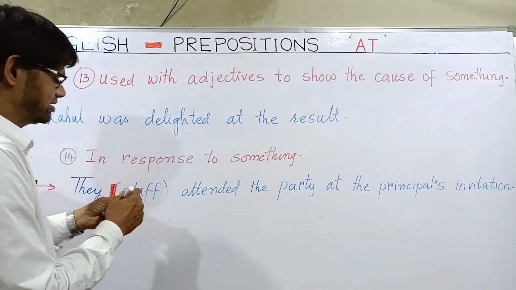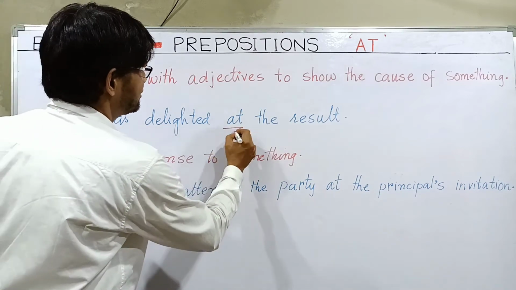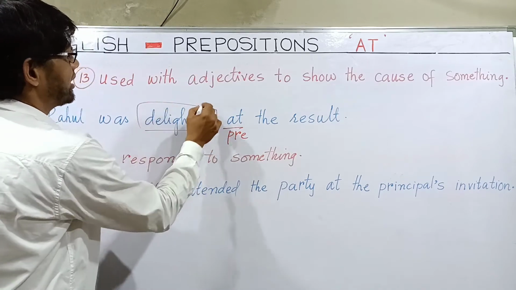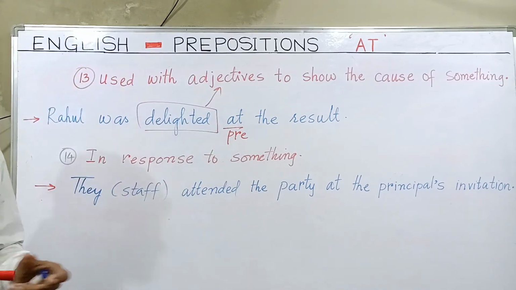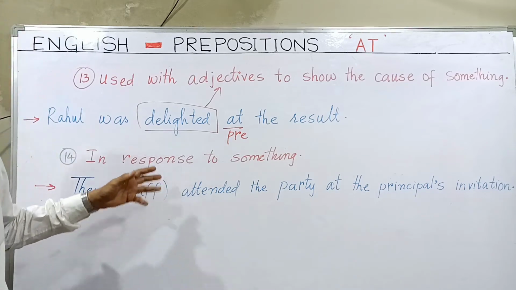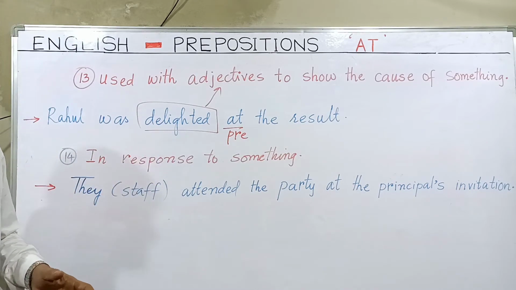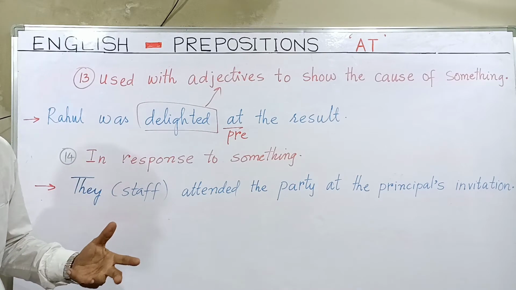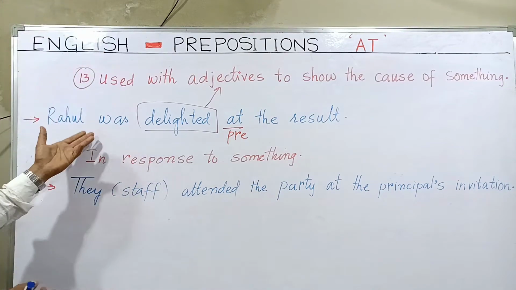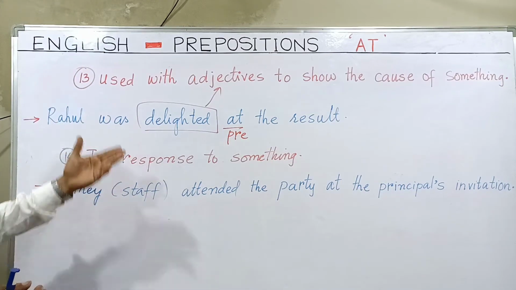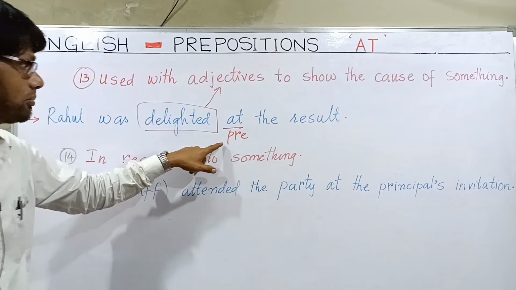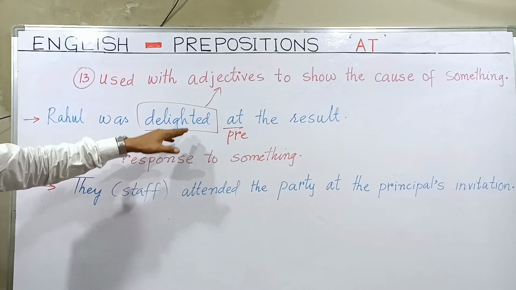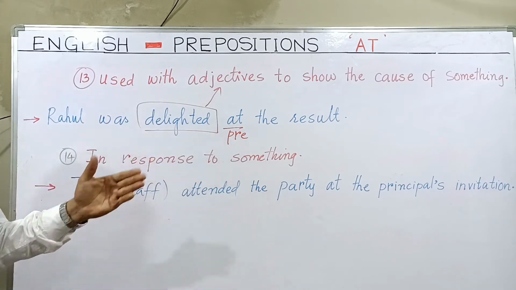So you can notice here we have used preposition at with the adjective delighted. He was delighted, he was happy, he was glad, he was extremely happy. Rahul was feeling immense pleasure. That's the reason he was delighted. Rahul was delighted at the result. Here we have used preposition at before the adjective.